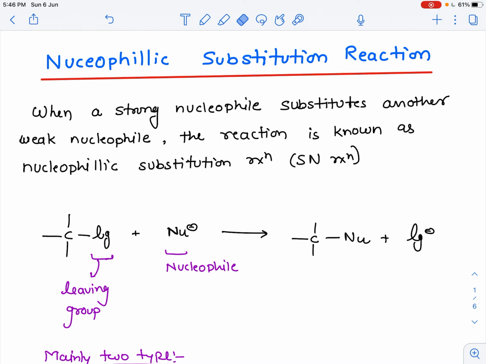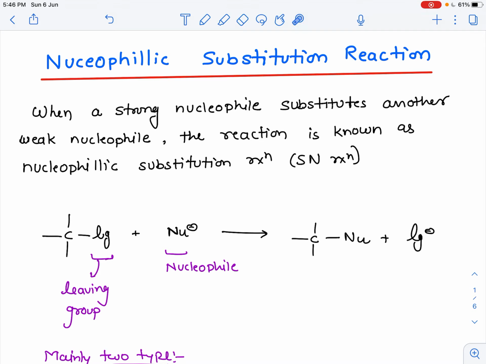Hello all of you. So today we are here with a new topic, nucleophilic substitution reaction, which is very important. In JEE and NEET and many competitive exams, this mechanism is used to form different types of questions. So now we'll start.